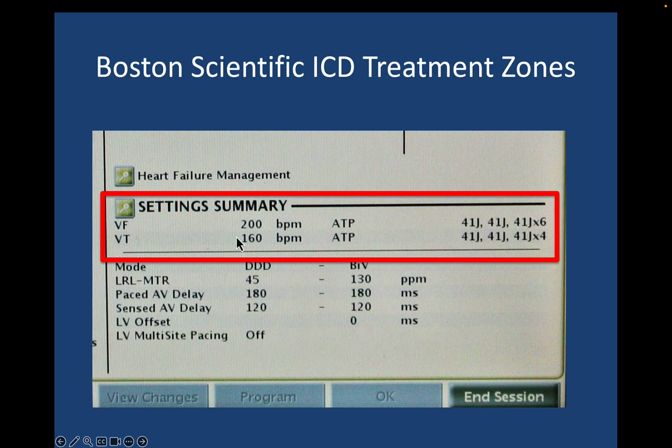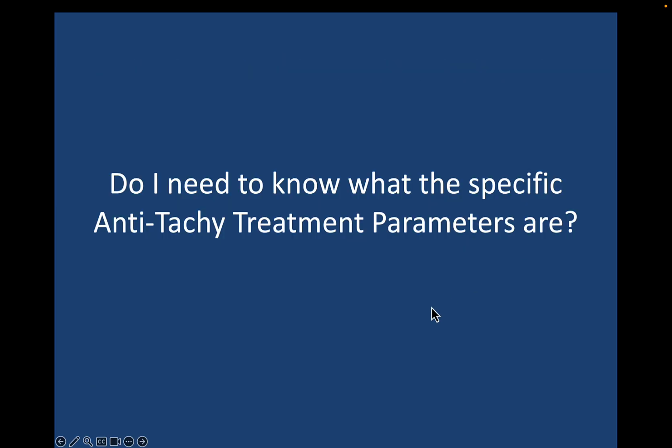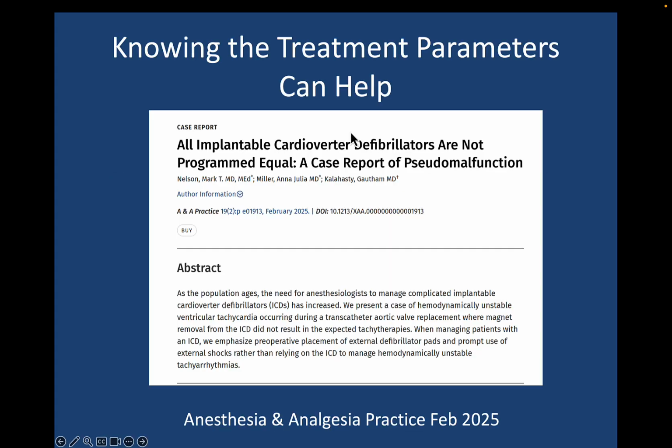So if the heart rate exceeds 200, that's going to be considered VF. There'll be ATP delivered and then 8 41 joule shocks. VT will be detected if the heart rate is greater than 160 and less than 200. And again, ATP is delivered and then eventually shocks as well. Now, you might think, do I need to know what the specific anti-tachy treatment parameters are? And as I said, in some cases, it can help if you know that.